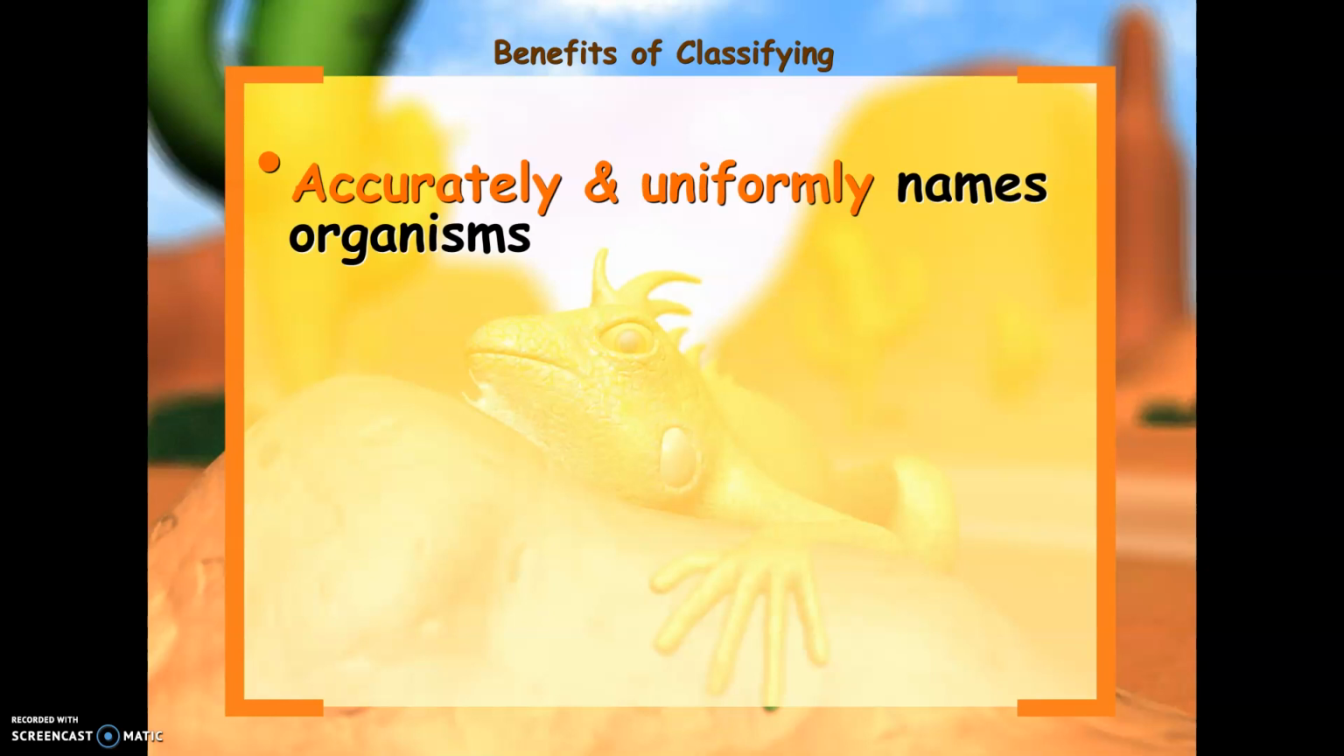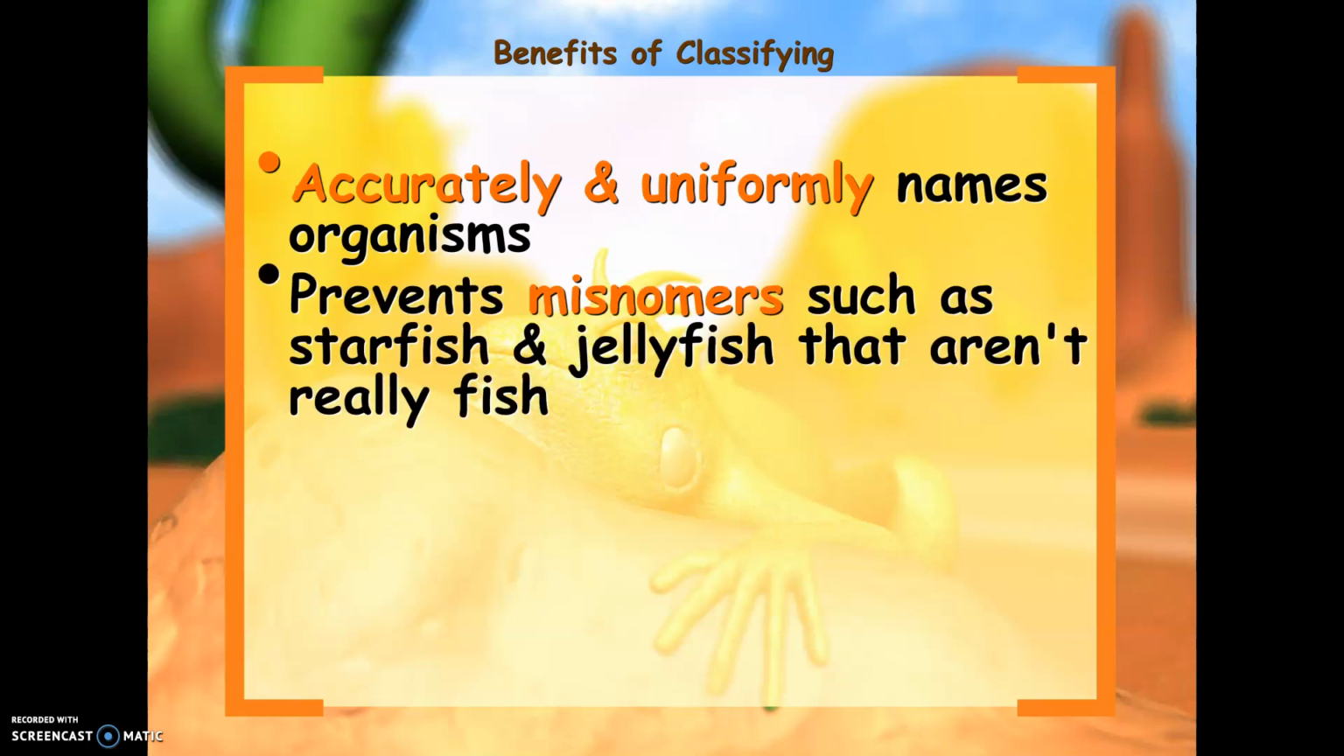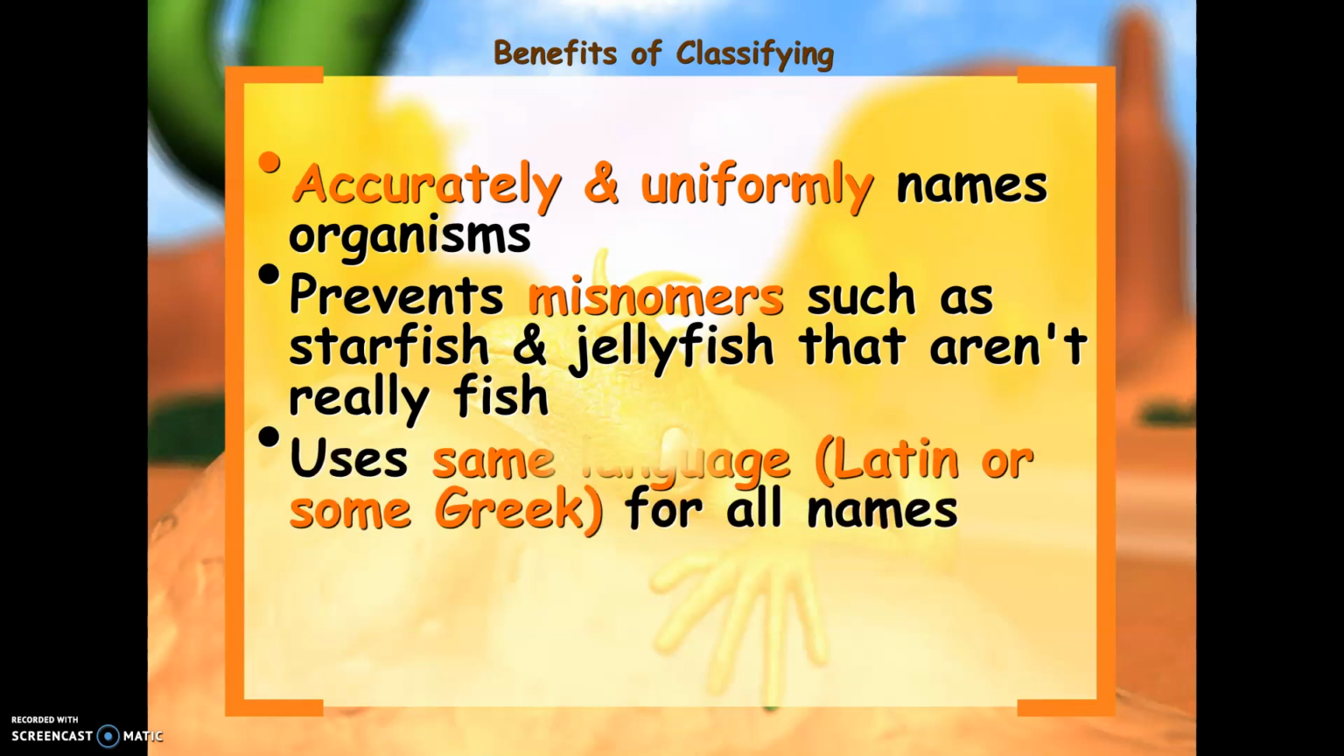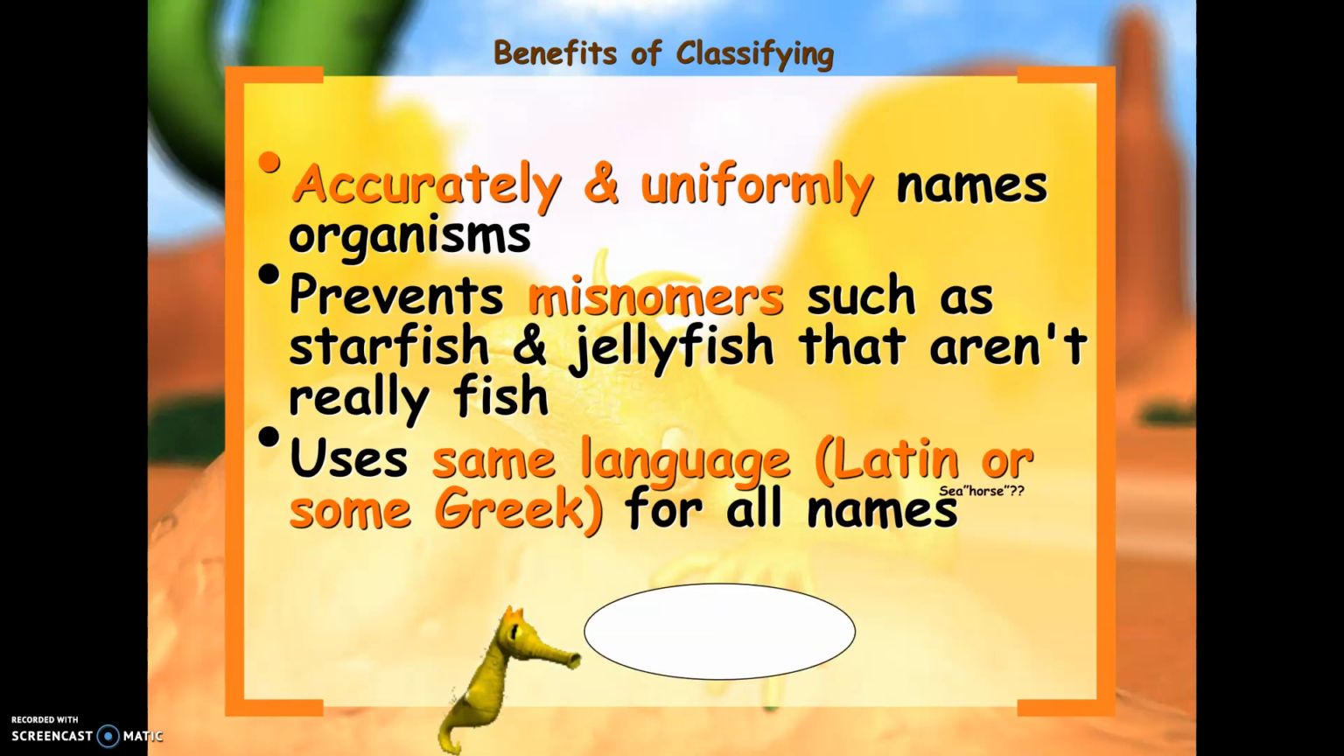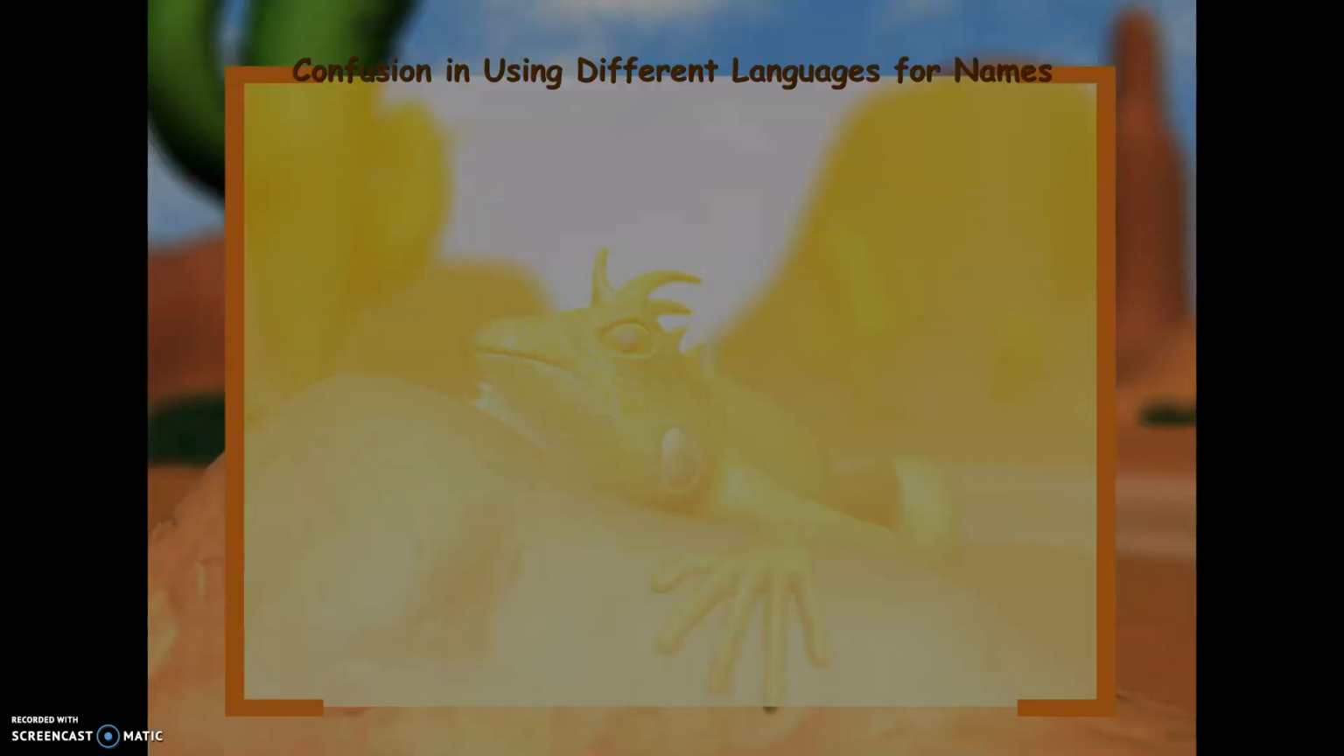Well, for one thing, we want to have accurate names of organisms, and we want to prevent misnomers such as, for example, the fact that starfish and jellyfish aren't fish, right? So the names are misleading. This way we have a universal naming convention that everybody uses. We usually use Latin or Greek names, and the names are usually descriptive somehow of the organism. This way, all scientists are on the same page, and there's one universal method of grouping the organisms and giving them all names.